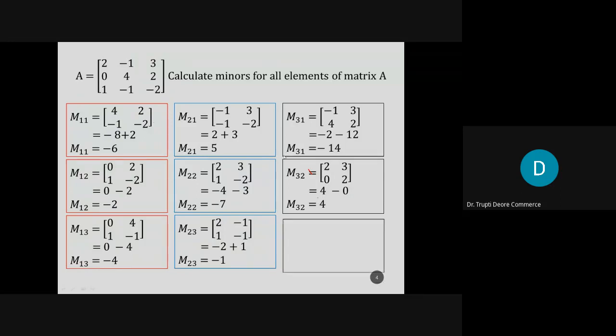And the last one, third row, third column. We have to find this one, right? So we'll cancel this column, this row. So what remains is this element. So the determinant of this: 2, minus 1, 0, 4. So 2 into 4, it's 8. 8 minus 0, it's 8. So you will get the minor of 3, 3. Okay?